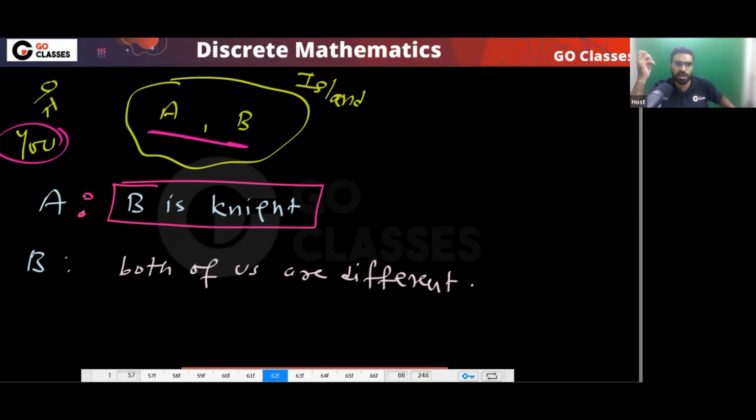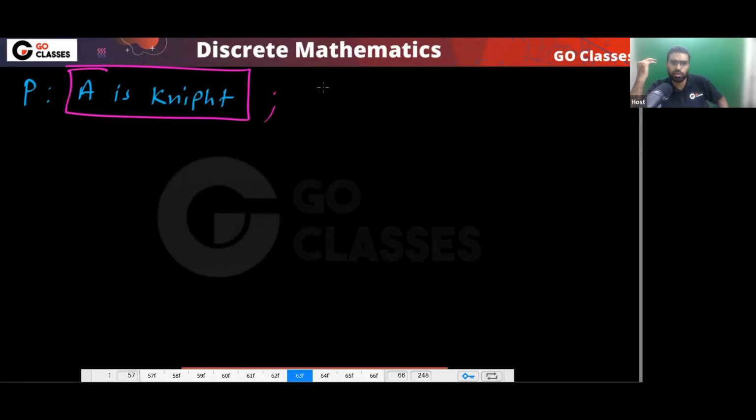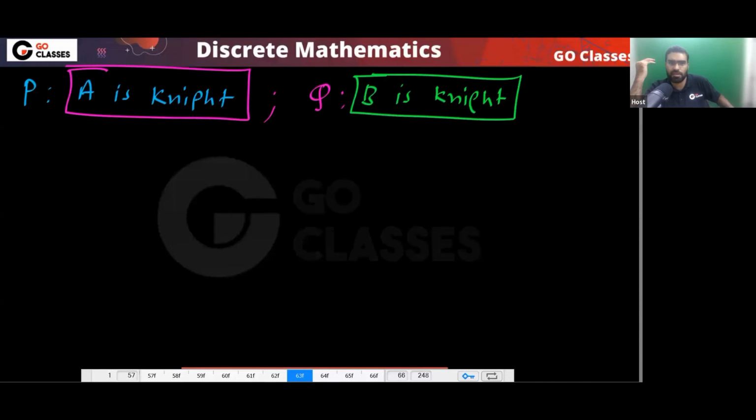Okay, let's see how to solve this question. This is actually very simple. This is a puzzle, right? So this is interesting and this is very simple also. Now what you need to do, see, first you consider these statements. Let me create one statement P, and statement P is, let's assume A is knight. So this is propositional variable, A is knight. And let's assume statement Q is B is knight. Is this clear? So statement P is A is knight and statement Q is B is knight.